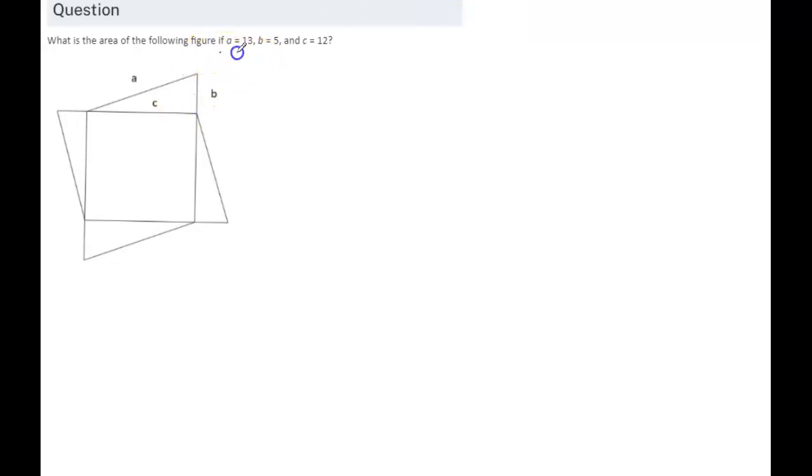So for this problem, it lists the lengths here for A, B, and C. Just to write those out here, A is 13, B is 5, and C is 12. For the area of a square, it's base times height, the flat part horizontally multiplied by the flat part up and down.